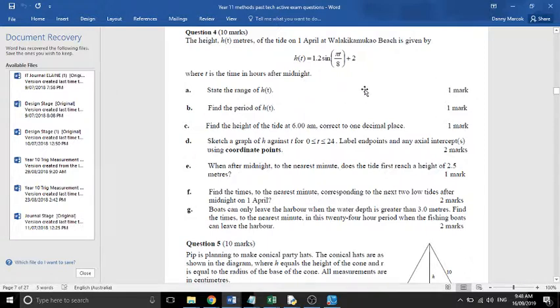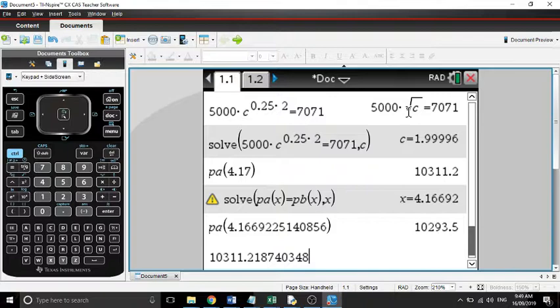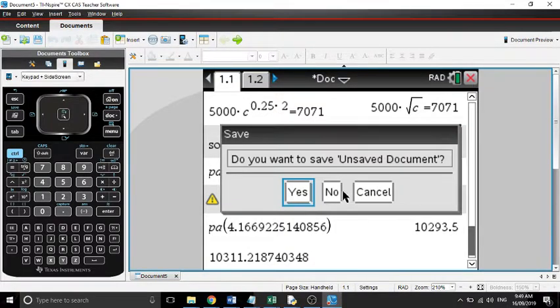Looking at this, for the range, we are starting at 2. We're going to go up 1.2, so it's 3.2. We're going to go down 1.2, so that's 0.8. So our range should be 0.8 to 3.2. For the period, we'll do 2 pi over 8 and work all that out. So let's go to CAS.